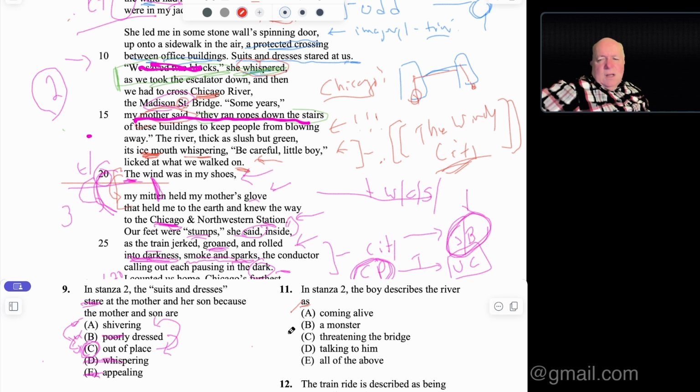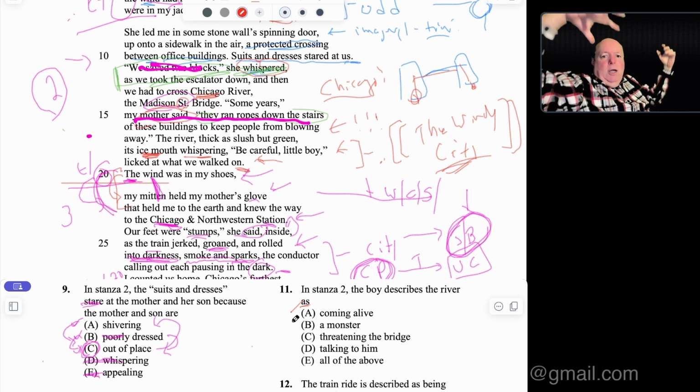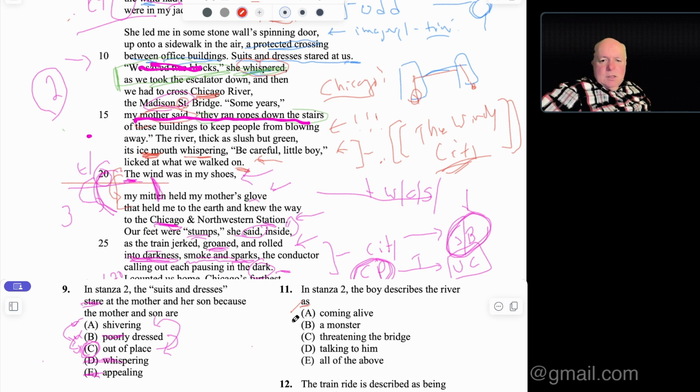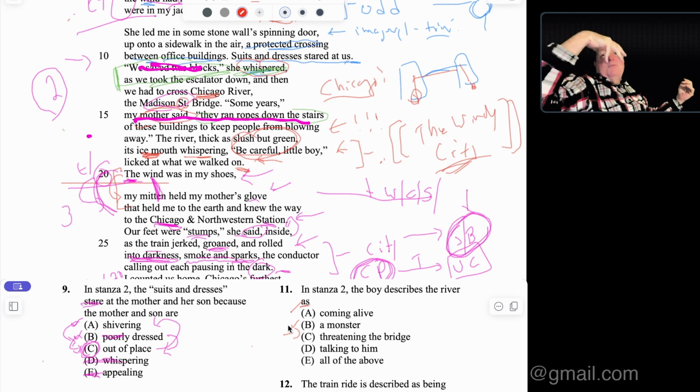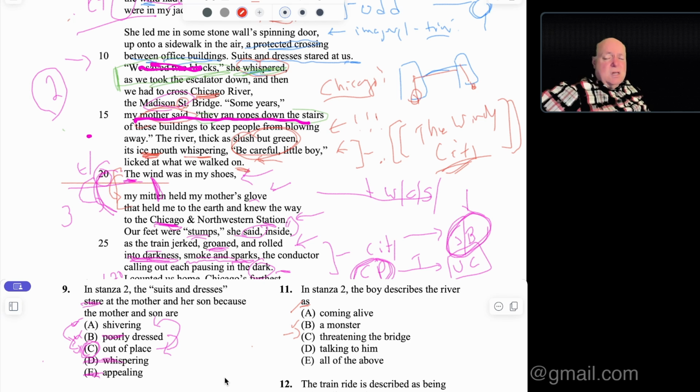Has it become a monster? So this one's probably weakish, but I believe it's personifying it to that level where, be careful, little boy, kind of a thing, and it was green, right? So, not terribly strong, especially the part where it says the river was slush but green, right? That is a little weakish there in terms of that, but it's there. So we have it. Threatening the bridge. So the fact that it looks up at the sidewalk and people hang on means the river is an obstacle. The river is there. So again, I don't think it's threatening the bridge drastically.